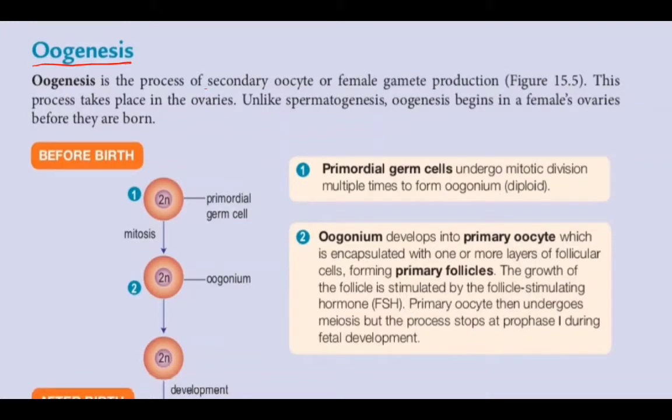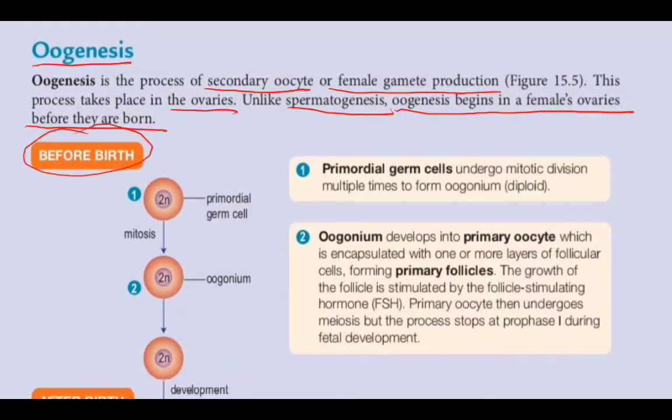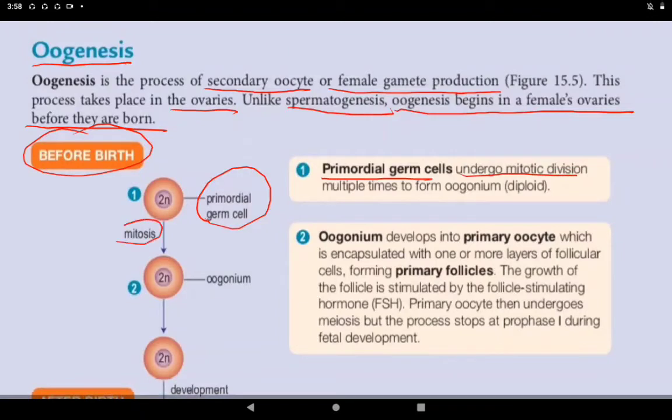Oogenesis is the process of secondary oocyte or female gamete production. This process takes place in the ovaries. Unlike spermatogenesis, oogenesis begins in a female's ovaries before she is born. So here, before birth, primordial germ cells, which are diploid, will undergo mitotic division multiple times to form oogonium, which is diploid.